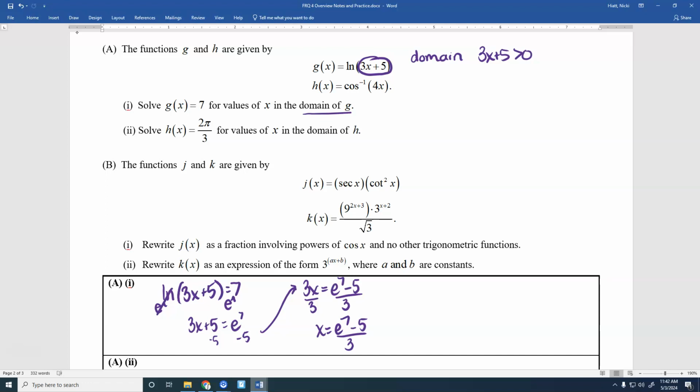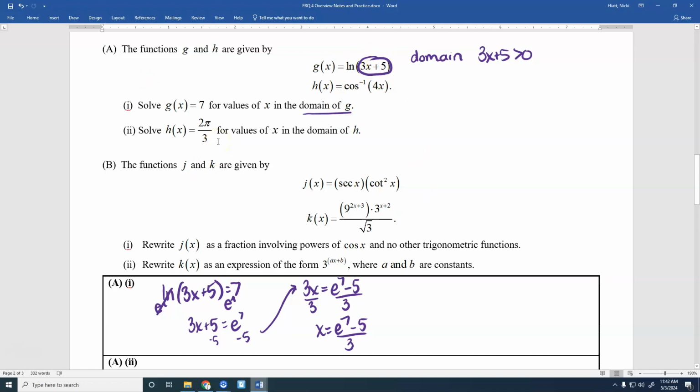That is your answer. I do need to check to make sure it's in the domain. E to the 7th is going to be a really big number. I'm going to subtract 5, but it's still going to be a really big positive number. I'm going to divide by 3. Still a positive number, right? So this number is positive. If I plug it into 3x plus 5, will I still get a positive? Yes. So no chance that is going to cause a negative inside the natural log.